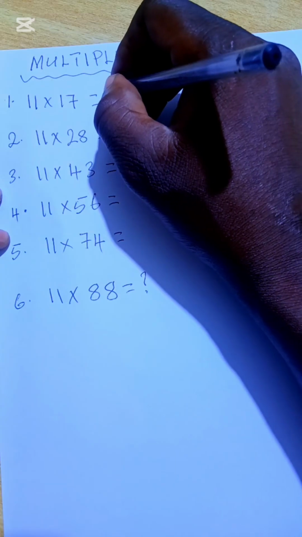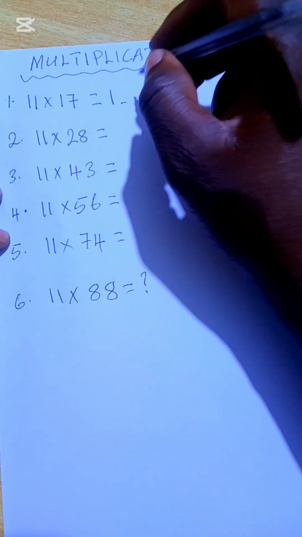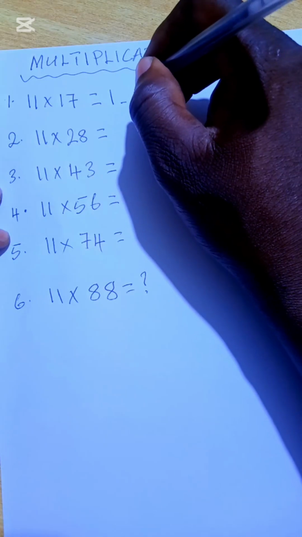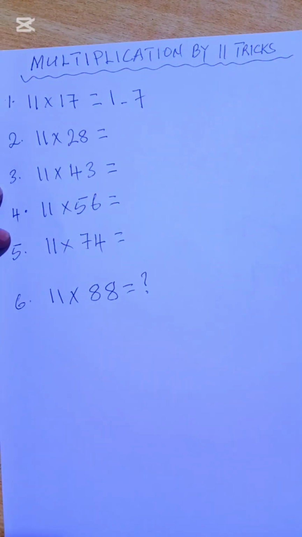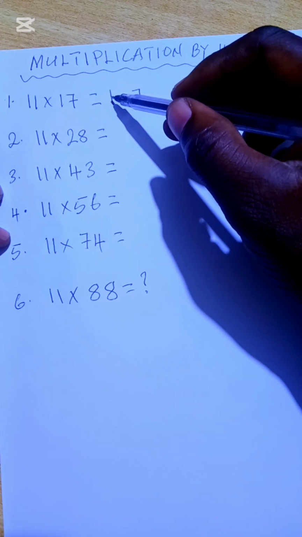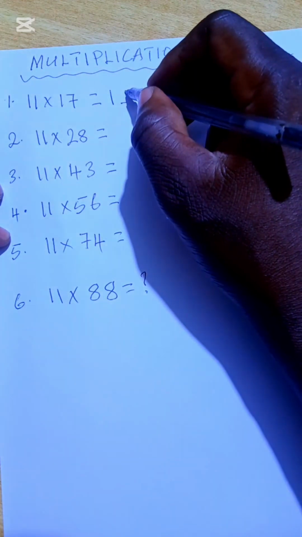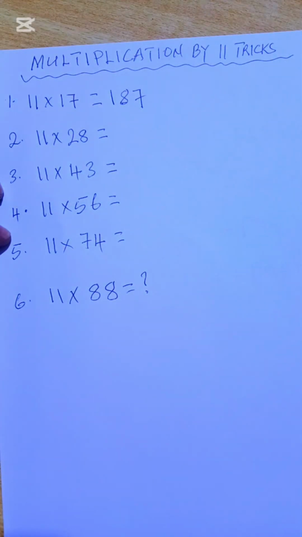We begin by saying, write this 17, leave a space, write 1, leave a space, and write 7. Now ask yourself, 1 plus 7, the answer is 8. And this becomes your answer. Let's move ahead.